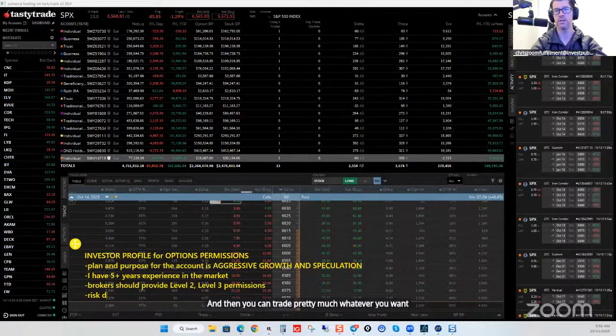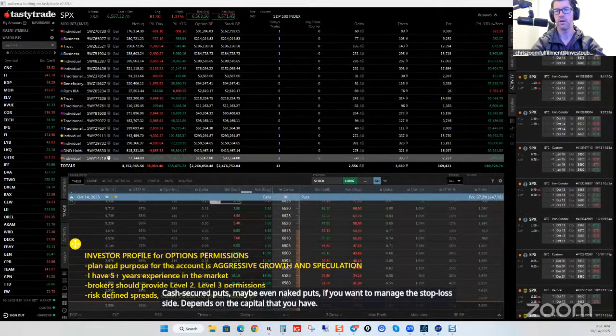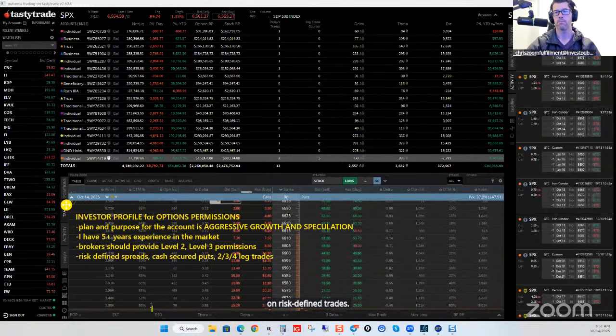Pretty much risk defined spreads. You might even be able to do cash secured puts, maybe even naked puts if you want to manage the stop loss side. Depends on the capital that you have, but cash secured puts should be fine. You could do 2, 3, 4 leg trades on risk defined trades, and then you have all the permissions you would need.